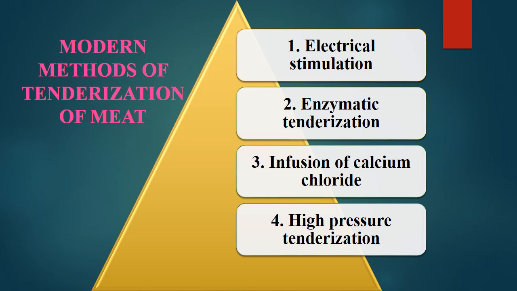This is a modern method. A lot of research has been done, and calcium chloride helps in activating the inherent internal enzymes and helps in tenderization. And the fourth is high pressure tenderization. This is again a very modern research development. Due to the very high pressure, it causes degradation of cytoskeletal protein or muscle structure, helping in tenderization of meat. So all these four I am going to discuss today in detail.